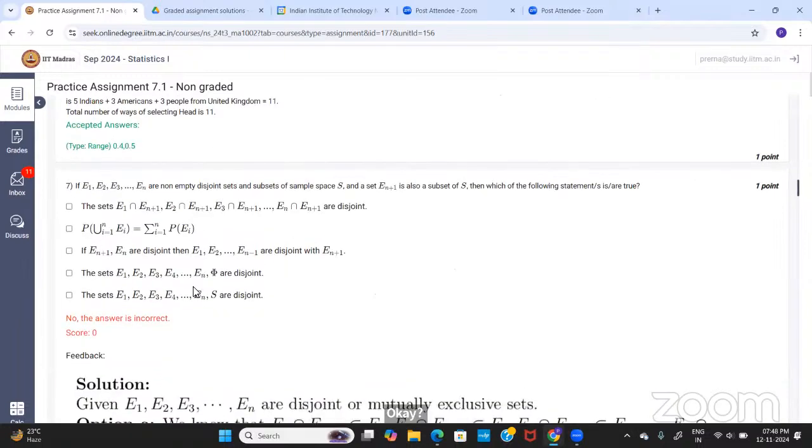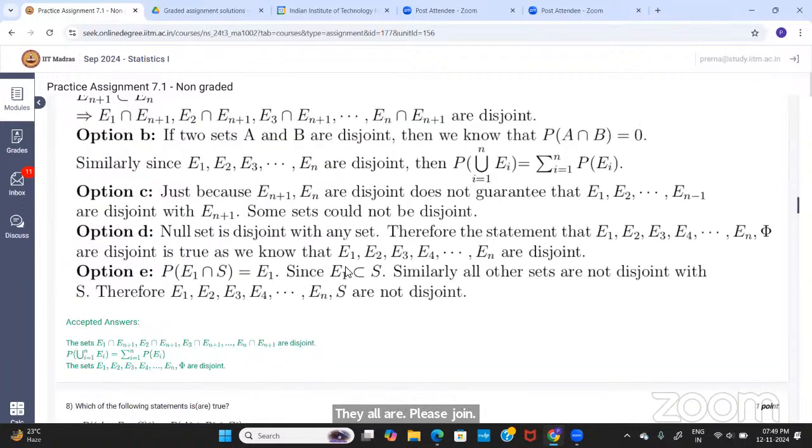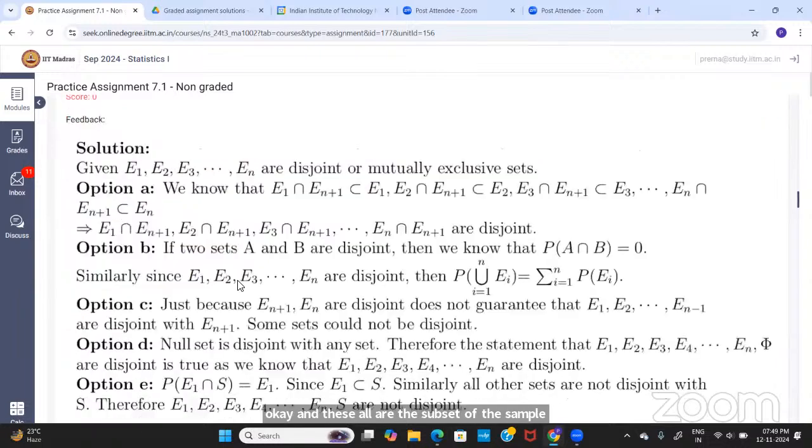And the fourth option, even the E2 up to E4, same thing. En and phi are disjoint. So they all are disjoint, right? Phi is an empty set, so it will be disjoint, right? And the last option we are taking with the sample space. These all are subsets of the sample space, so they cannot be disjoint.